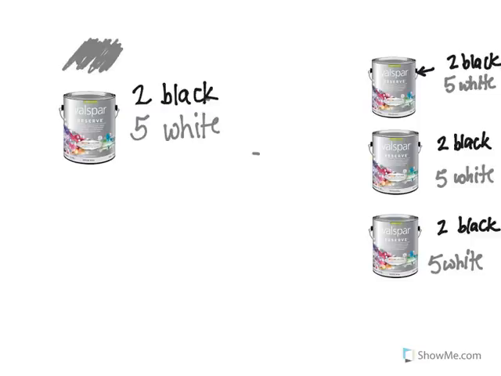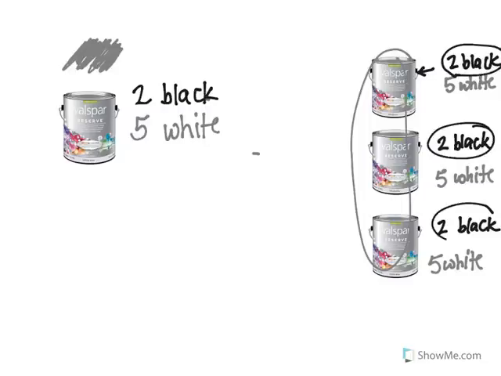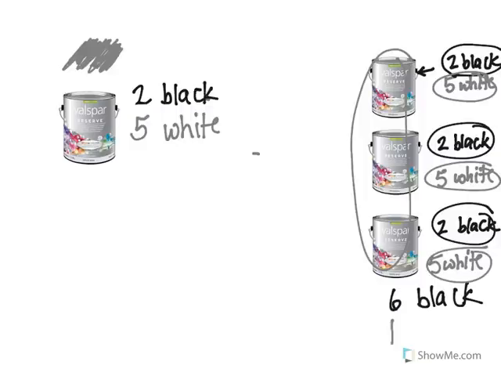All right, so my question earlier was how many drops of black and how many drops of white will the guy use for 3 gallons? Well, let's see. 2, 4, 6. He's going to use 6 black. And he's going to use 5, 10, 15 white drops to mix the paint. So that's one way of doing it. We use the quicker method in class. This is just visual for you.